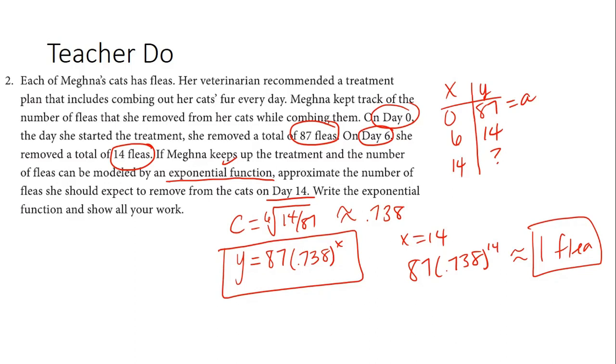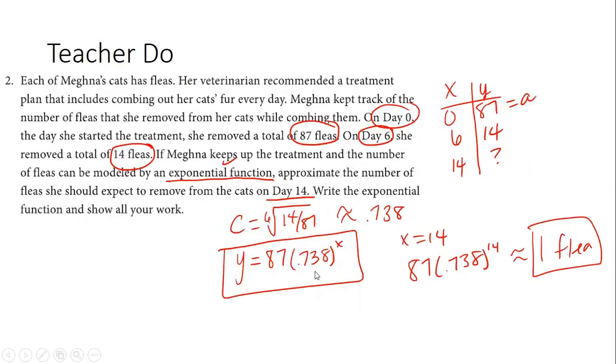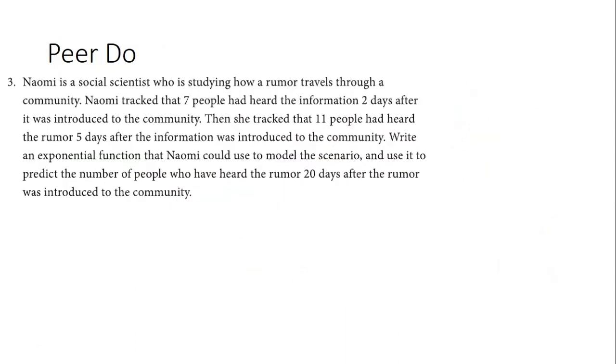All right. So our example 1 was a growth, right? Yes, we agree that's a growth. How do I know from the function that it's a growth? That it's more than 1. There you go. Good job, Randy. My growth factor is more than 1, so it's a growth. This one is a decay because my growth factor is less than 1. Okay. I'm going to get you set up on the peer do, and then I'm going to let you go from there.